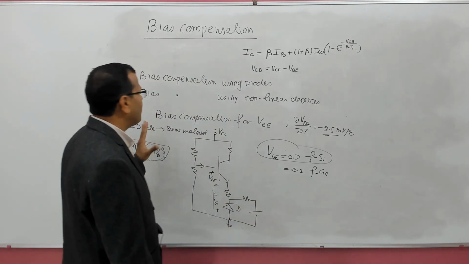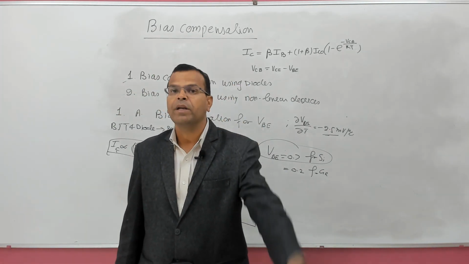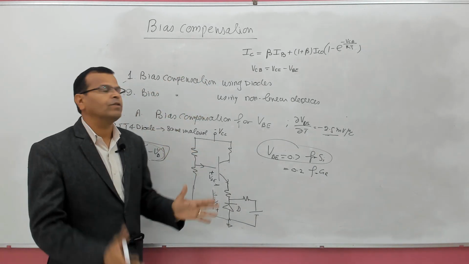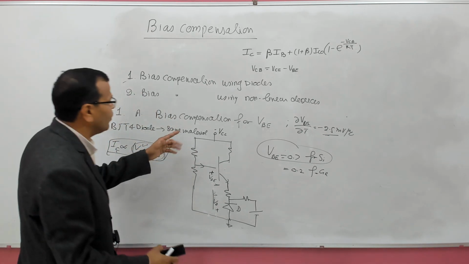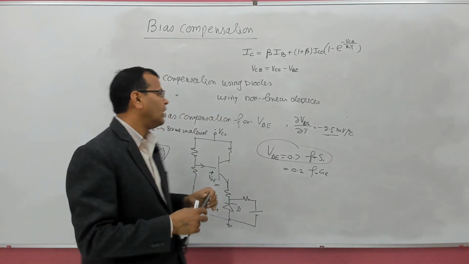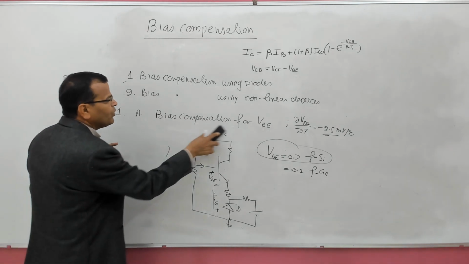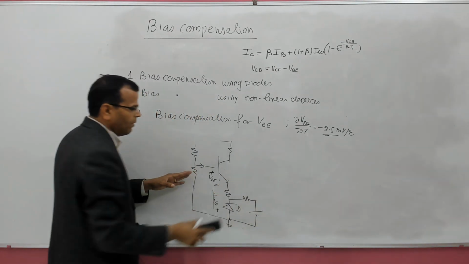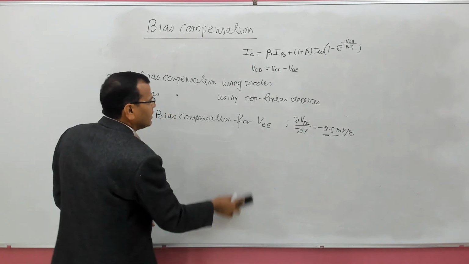You should remember these are objective type questions for engineering services prelims, for those who will be appearing next year. So there can be an objective type question in engineering services prelims from this topic. Fine. Now I will talk about the other bias compensation. You don't need to go for mathematical analysis, but you should know what the circuit is and what the purpose of the circuit is. That is what you need to remember.